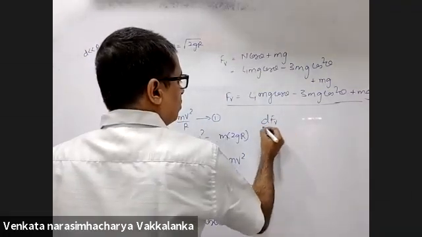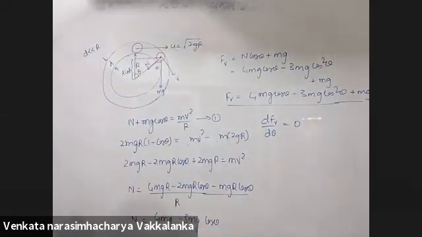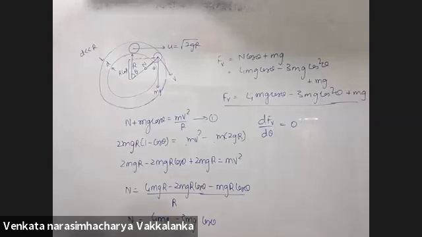So differentiation of Vy with respect to theta is equal to 0. Can you simplify further and find out cos theta?